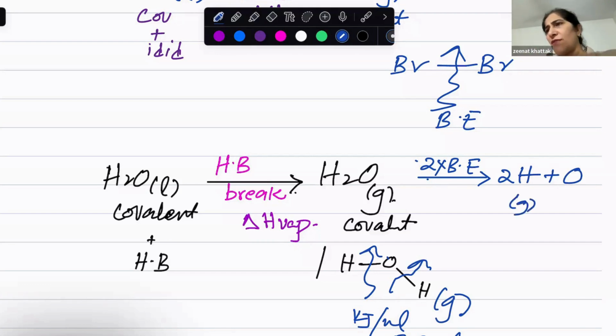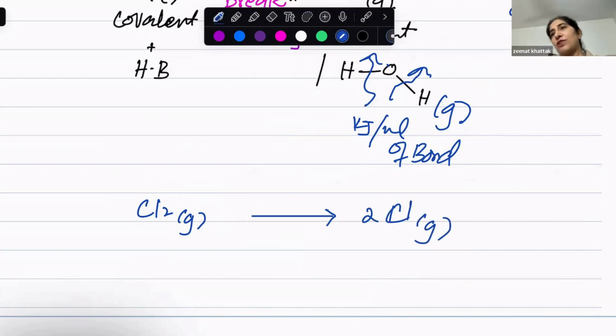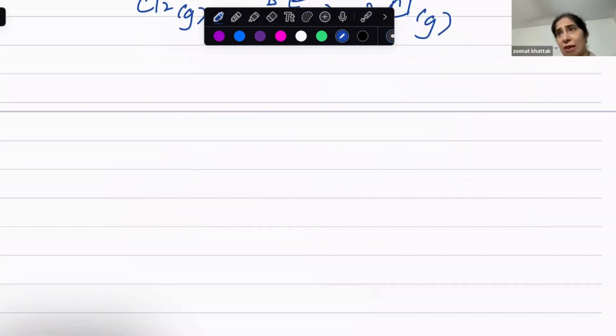They are gaseous, definitely. I think you get the concept. If it is chlorine, there are no intermolecular forces, or kind of negligible intermolecular forces. It's already gas. You are just breaking the covalent bond. When you break the covalent bond, you get 2 chlorine atoms, and this is what? Bond energy.